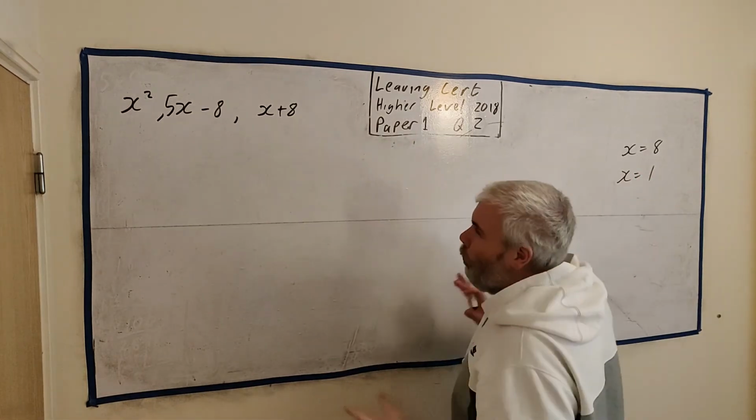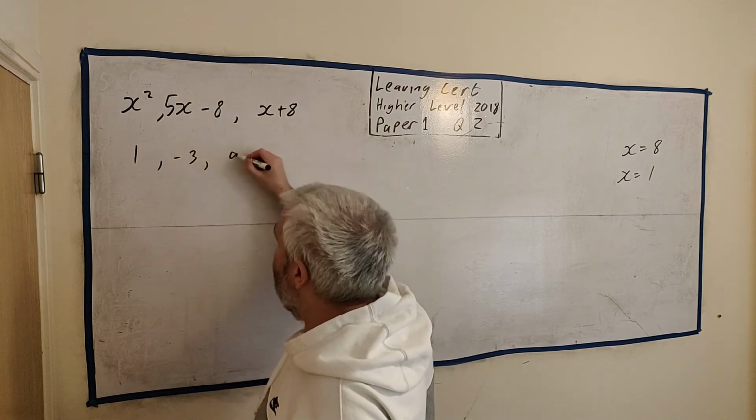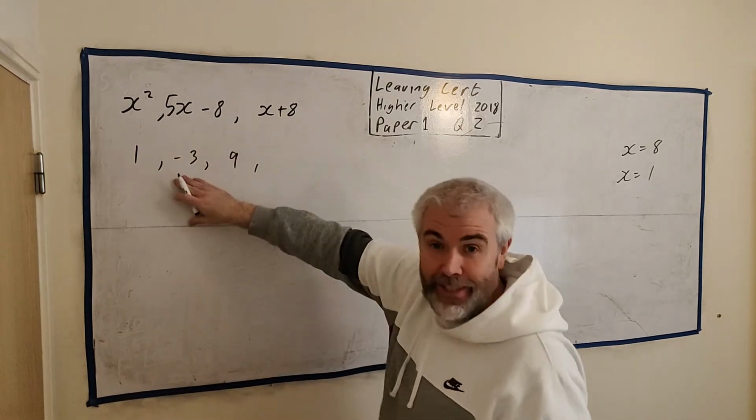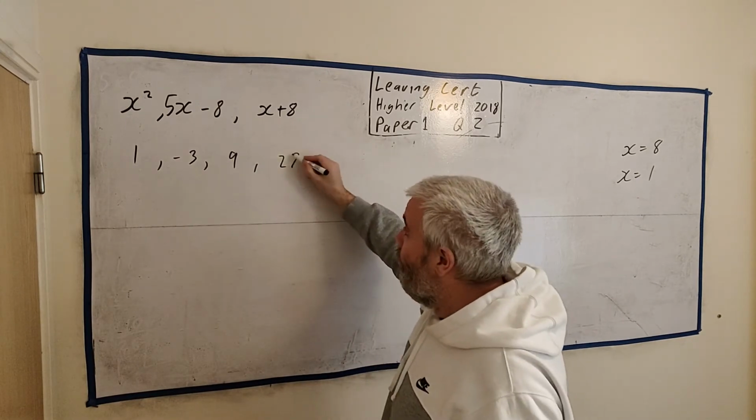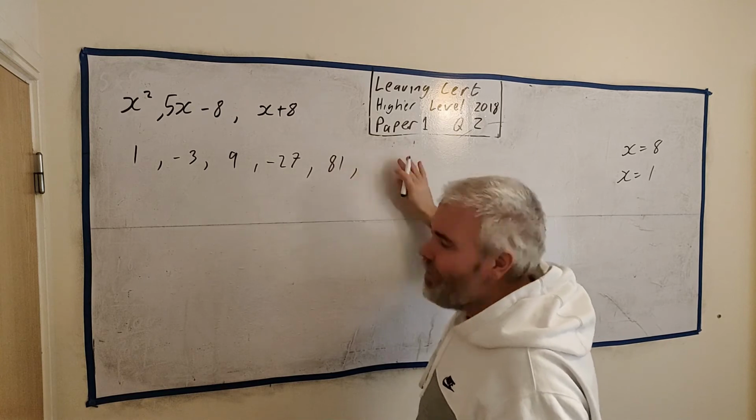So like I said, if we put 1 in, I think I said the numbers, we get 1, we get minus 3, and we get 9. This will continue on. We can see the pattern is 3's or minus 3's. So minus 27 and plus 81 and so on.